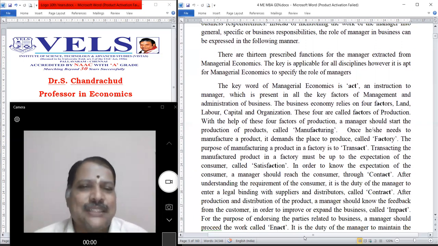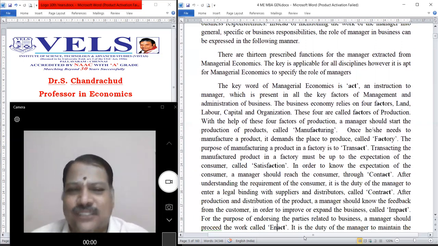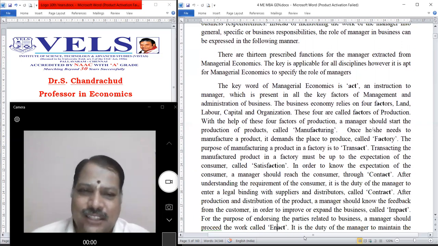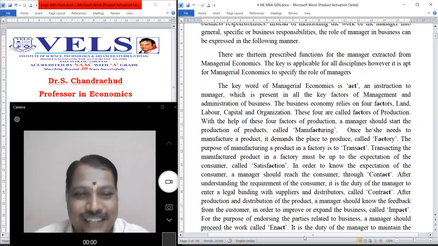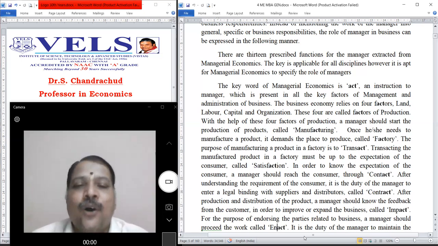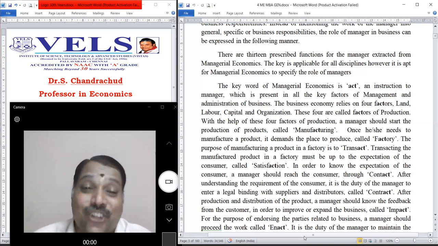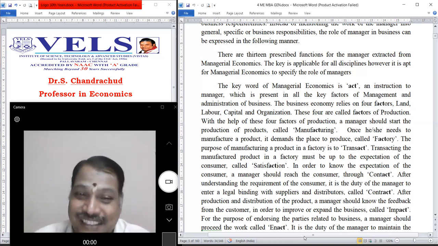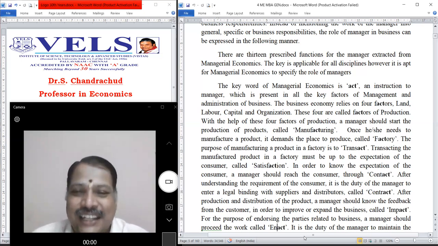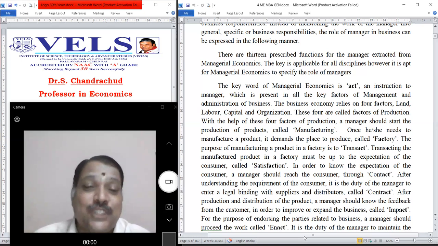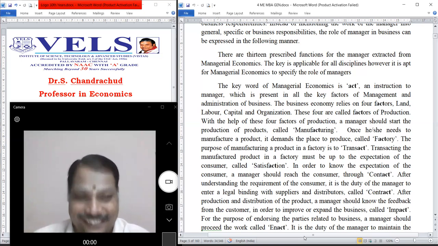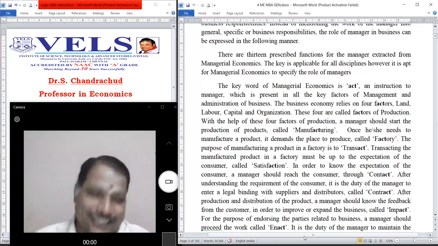For example, the business economy relies on 4 factors of production: land, labor, capital, and organization. These 4 are called factors of production. See the word FACT, or ACT, is there in the factors of production. With the help of these 4 factors of production, the manager should start the production of products, called manufacturing. You can see the word ACT is available there, manufacturing. Once he or she needs to manufacture the product, it demands a place to produce, which is called a factory. See the word factory, ACT is there.